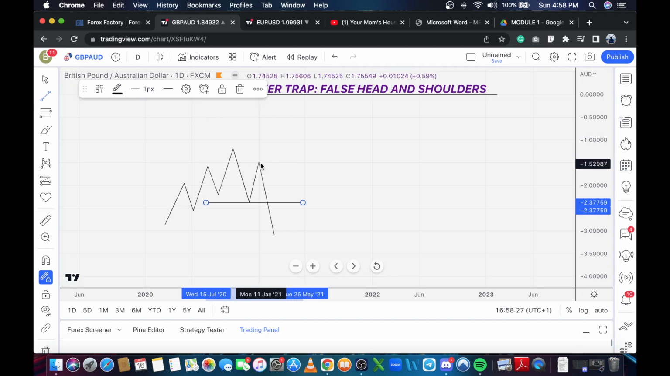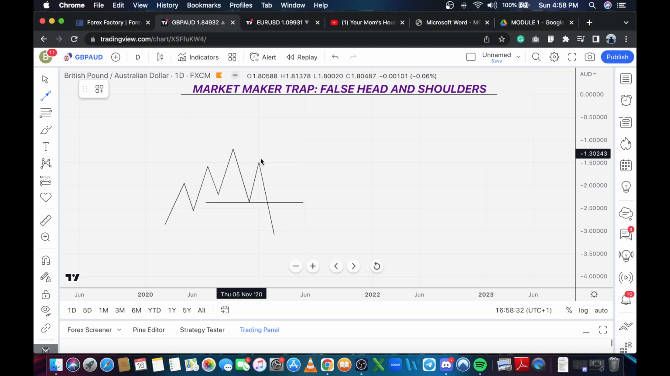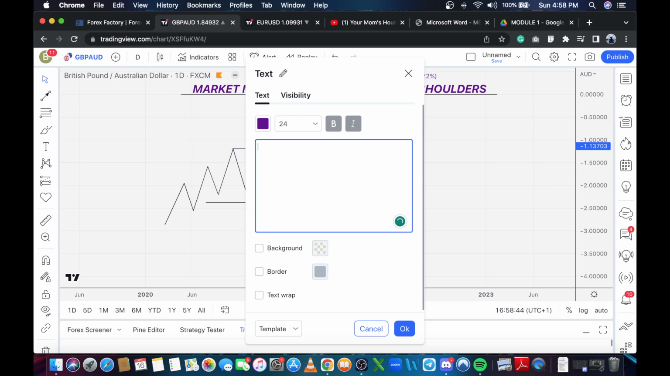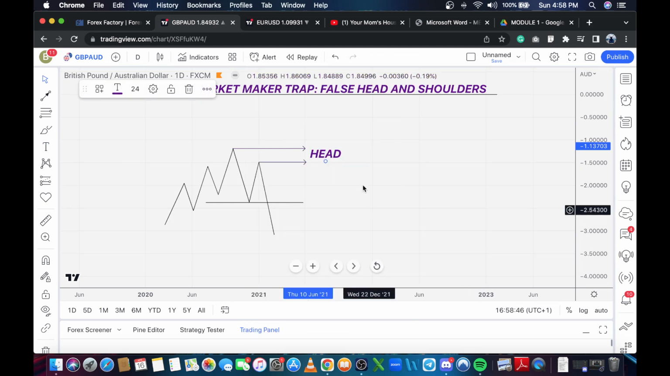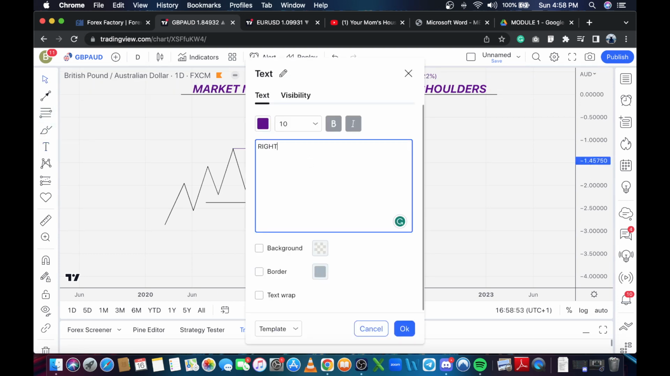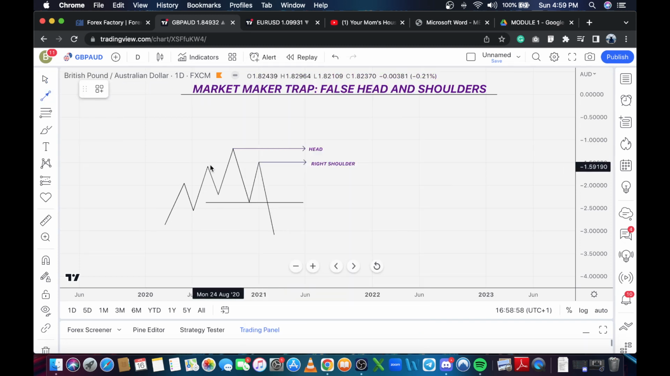Alright, so this is the shoulder. Okay, this is the head. And I'll teach you how retail trades with the concept. Okay, so this is the head of the pattern, and it's a little bit too large, so let me just reduce that a little bit. And then this is the right shoulder, and we have the left shoulder, classic retail pattern.